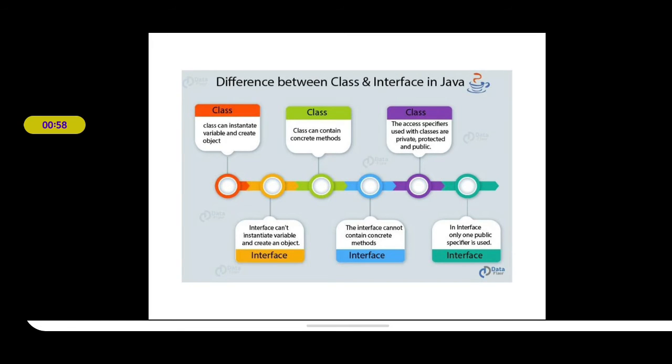This figure shows us the difference between class and interface in Java. A class can instantiate variables and create objects, but an interface cannot instantiate variables and create an object. A class can contain concrete methods, but an interface cannot contain concrete methods.